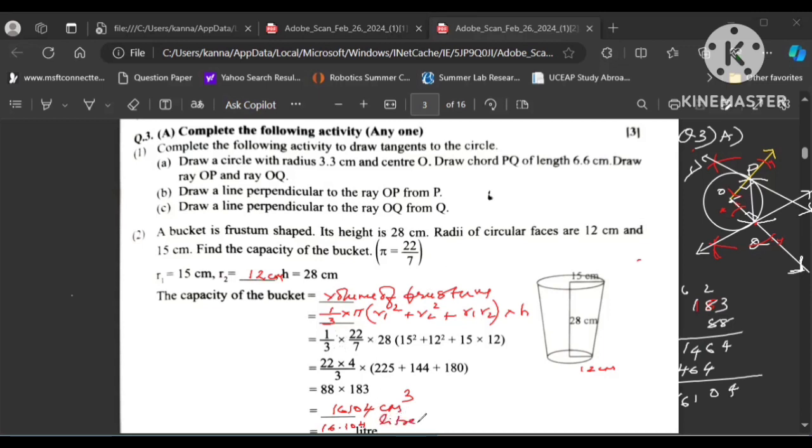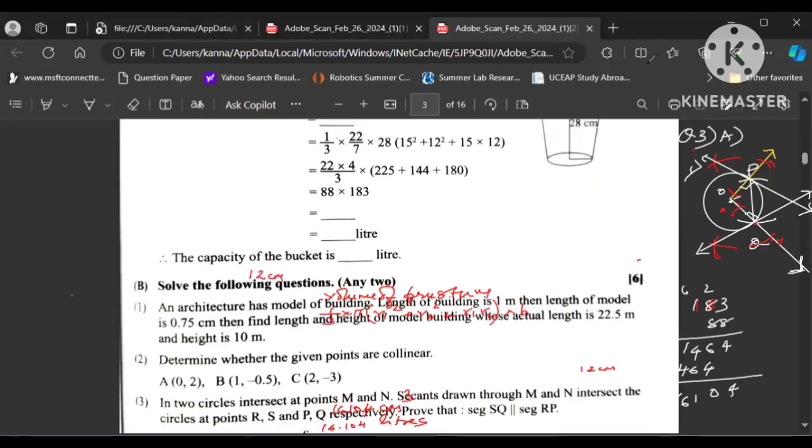Are you getting me, liters? I don't think this is difficult, children. It was a simple sum. We go to the next sum, children. Only 2 sums are there. Now we go to the B part. This is a very simple and very easy question, children. I'm sure everybody will be able to do it.